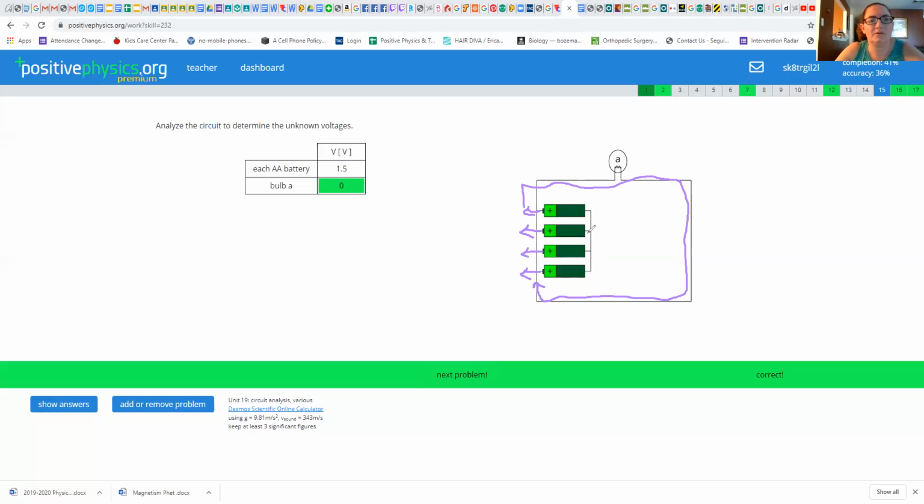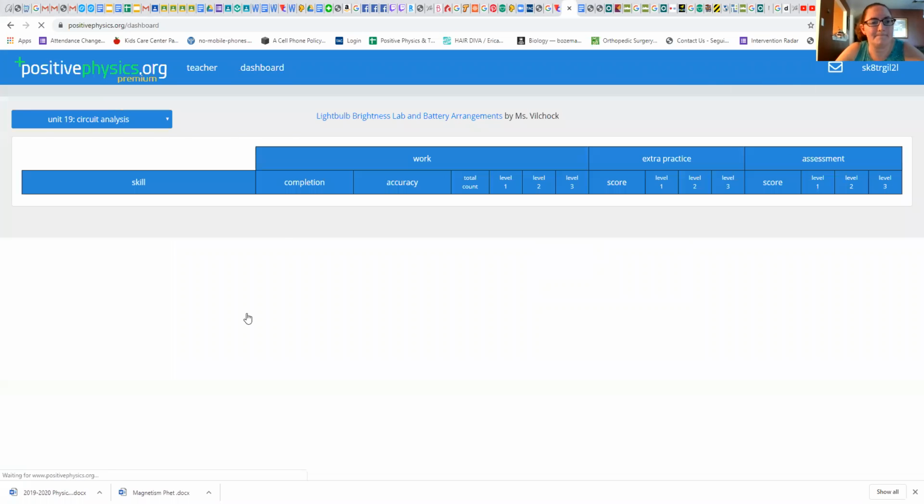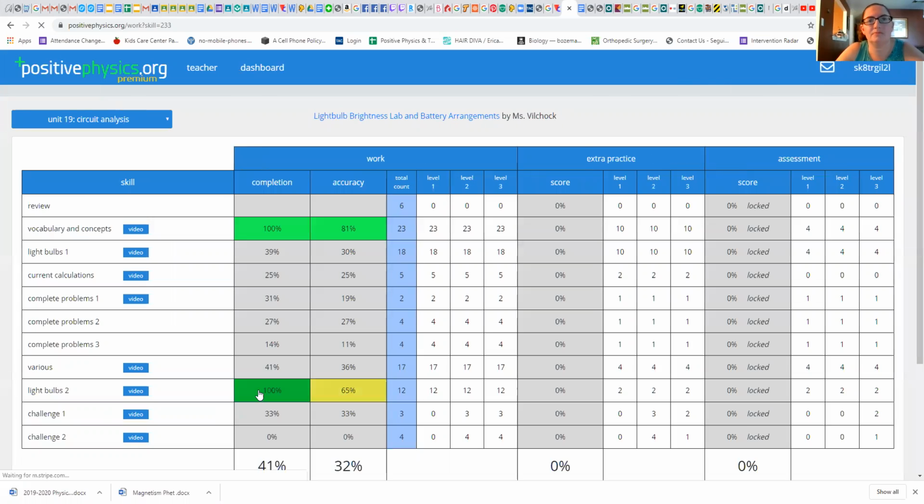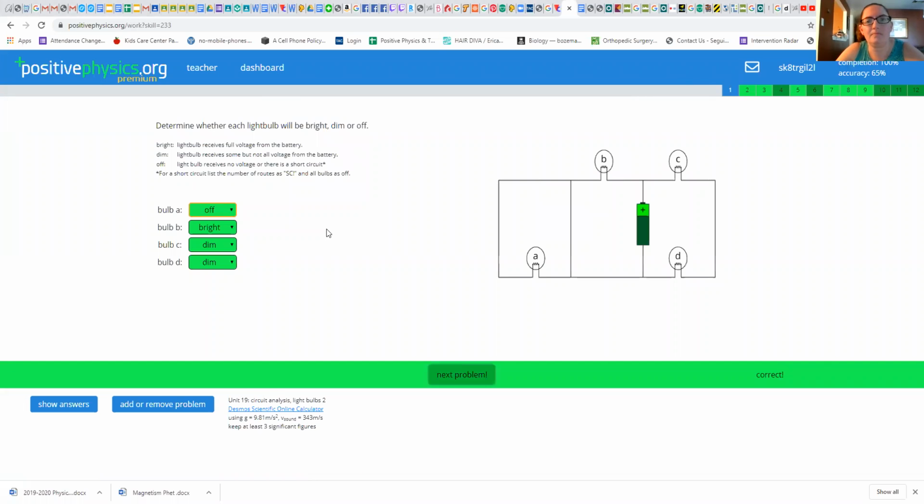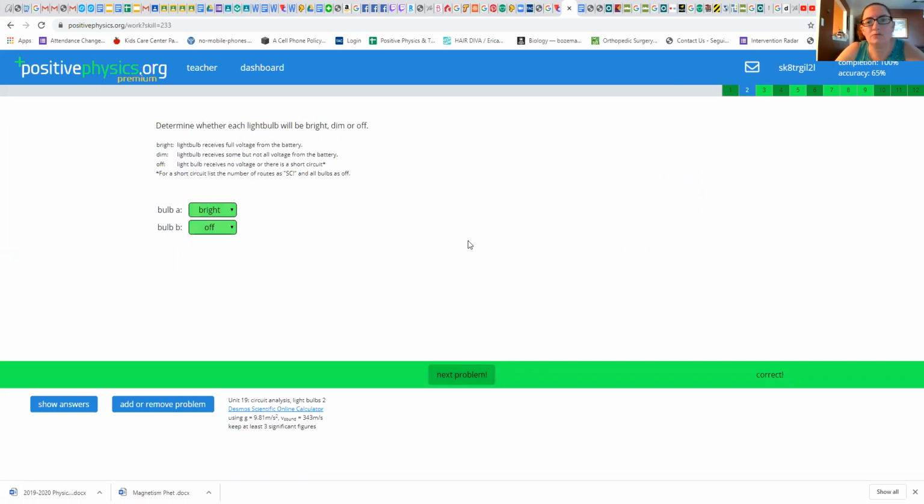Go into the dashboard. Light bulbs 2. Okay, so this one is a parallel circuit. It's written a little bit weirdly, but it is a parallel circuit. Actually, I don't even need that one. Hold on. We're going into light bulbs 2. I have 2, 9, sorry. So 2 parallel circuit.